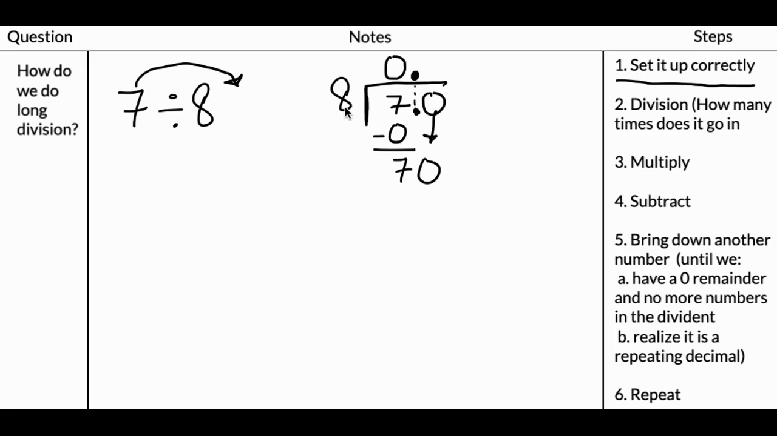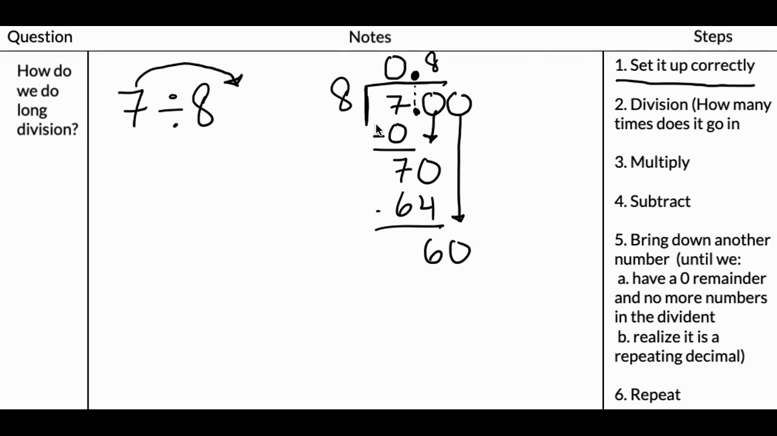So now when we're saying how many times does 8 go into 70, we're in the tenths place value. So 8 goes into 70 8 times. So we know that 8 times 8 is 64. And then we're going to subtract and get 6. Then we're going to bring down the next number, which again we can add another 0 here.